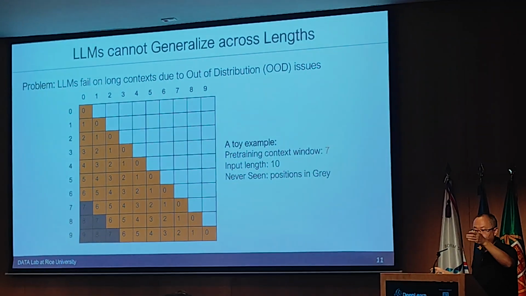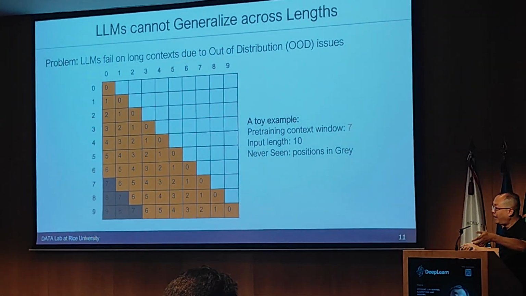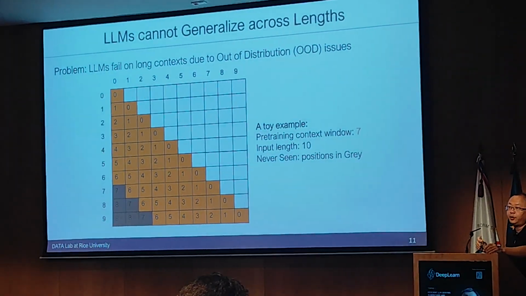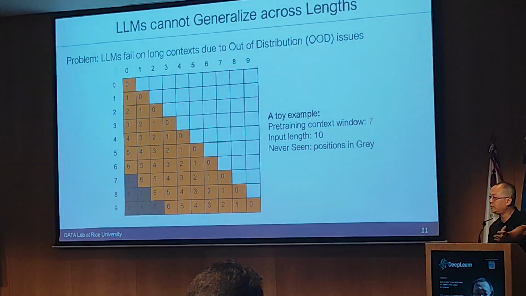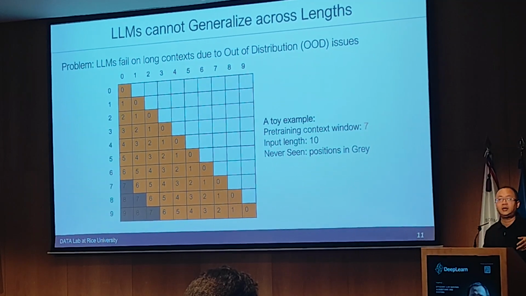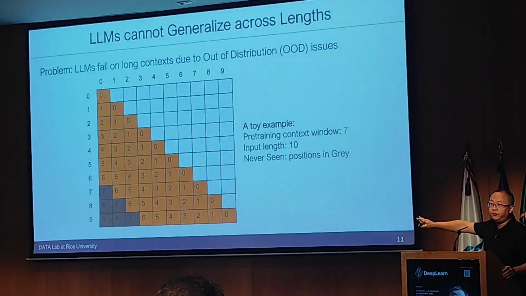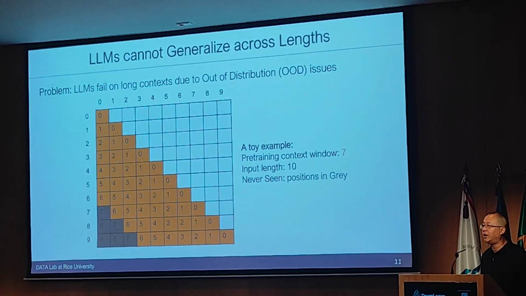Unfortunately, if we train the model within a context window of 7, they are not able to deal with any information at positions 7, 8, and 9, because at the time of training the model, they have never seen this. Machine learning models are very smart. They can deal with a lot of information. Unfortunately, sometimes they are very naive. If you didn't show them at the training time, they are not able to do it at the testing time.